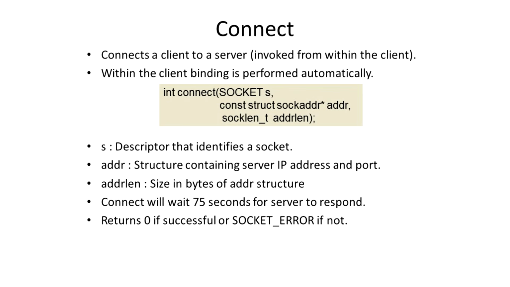And finally on this slide, the connection will go ahead for 75 seconds by default, waiting for the server to respond. So it gives a good amount of time, over a minute, for the connection to be established. But if this wasn't successful, then a socket error will be returned. And if it is successful, the connect function returns 0. So this is going back to the format that we've used previously. Okay, so let's look at the code now.